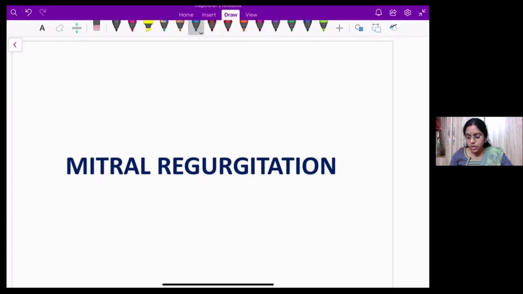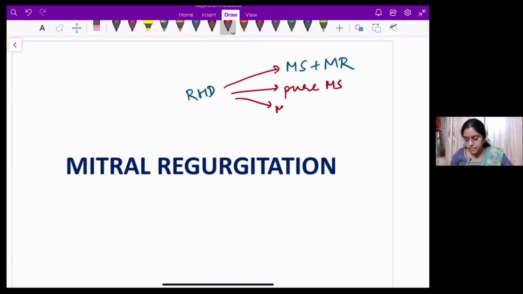Most of the time, what we see is a combined lesion of MS plus MR. When we see rheumatic heart disease patients, the most common presentation will be MS with MR. Then they will have pure MS, or they can have pure MR, but this is not very common. MS plus MR contributes to the most patients, and pure MS will be the next category.